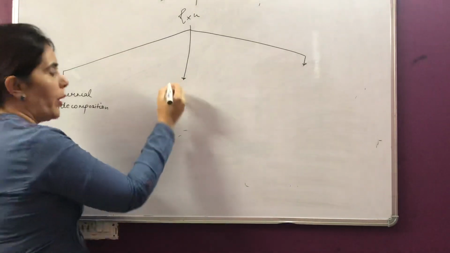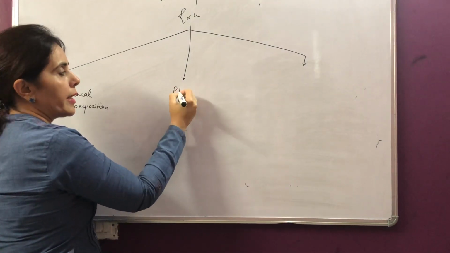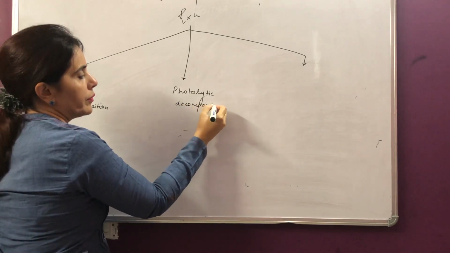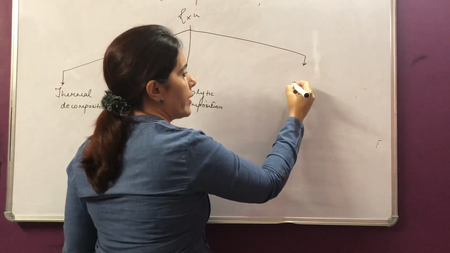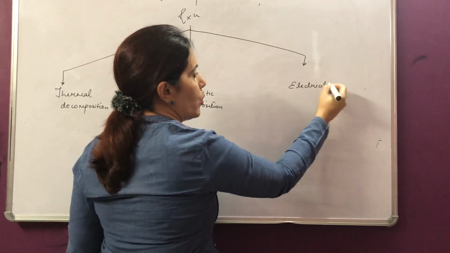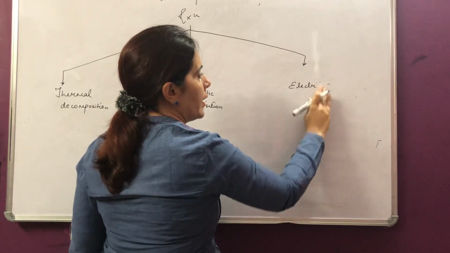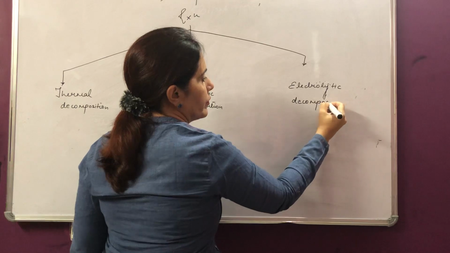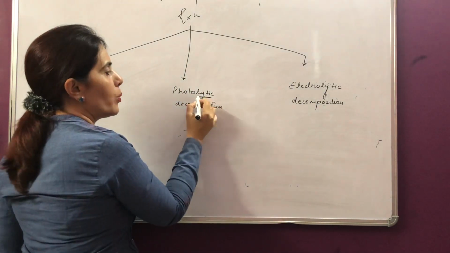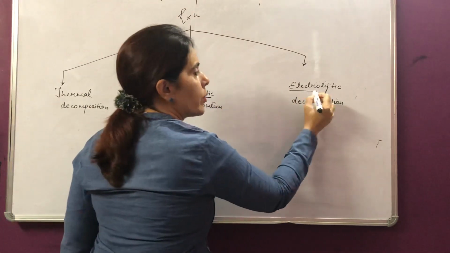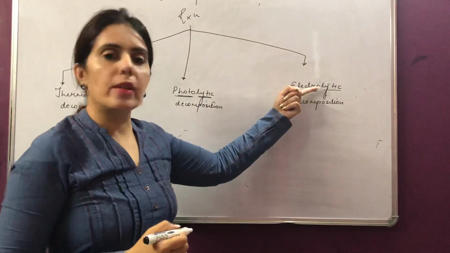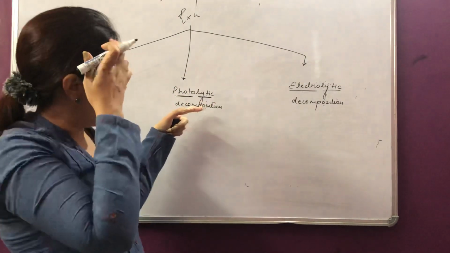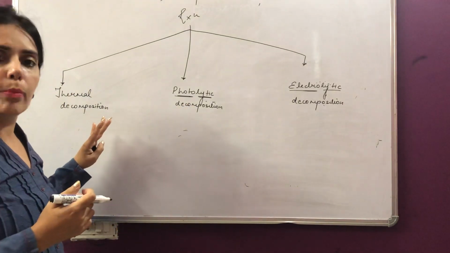Thermal stands for heat. When the single reactant breaks down in the presence of sunlight, it is known as photolytic decomposition. And when the single reactant breaks down in the presence of electricity, it is known as electrolytic decomposition. The word lytic means to break down, photo means sunlight, electro means electricity. Breaking down in the presence of electricity is called electrolytic. Breaking down in the presence of sunlight is called photolytic. This is the way we categorize decomposition reactions.